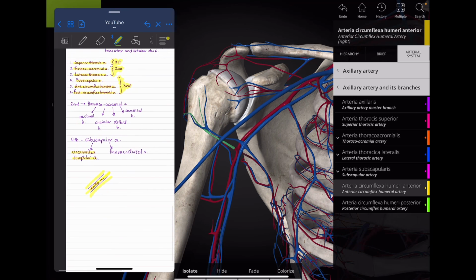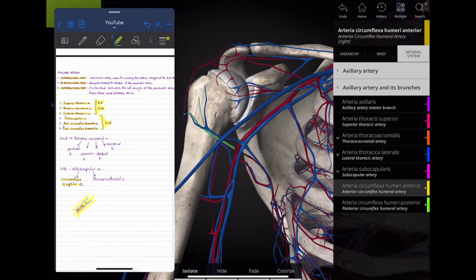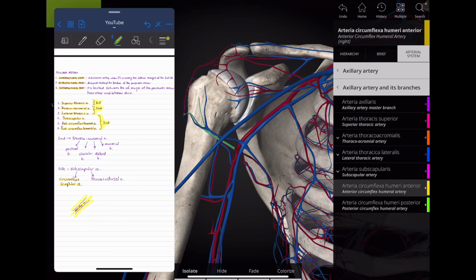So that would be all in terms of the axillary artery. Today we talked about the structure, the branches. We talked about the relevance to the brachial plexus, and a little bit about the clinical relevance of the axillary artery towards the surrounding tissues and the humerus.